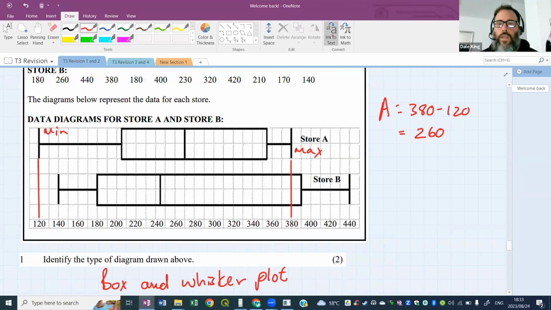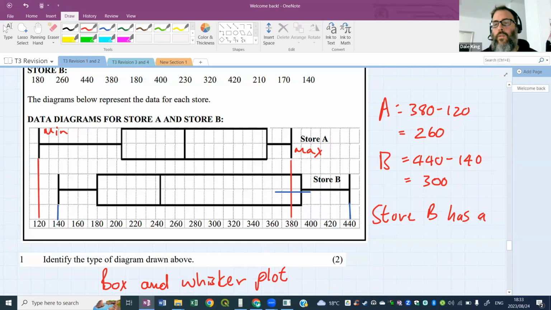All right, store B. I'm going to use blue for store B. So we're going to take a minimum of 140 for store B over there. And then we're going to do the maximum of store B, which is 440 over here. And store B will be 440 minus 140 equals 300. So yes, store B has a higher range.